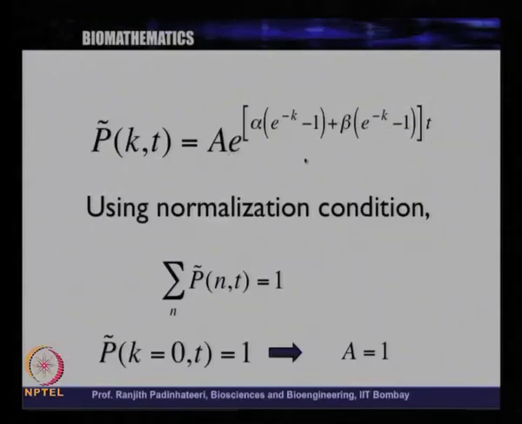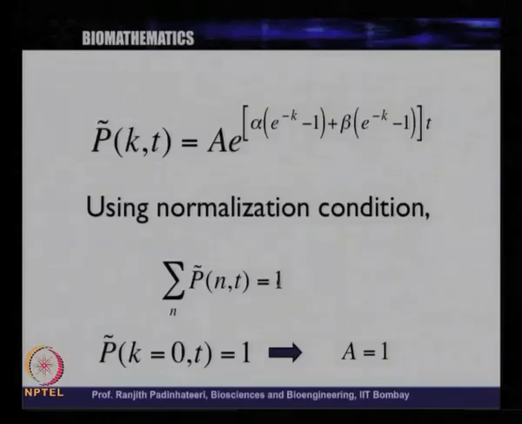So, this is the solution you will get. Now, what is a? How do we find a? We can find it using the normalization condition. The normalization condition is that if you sum over all probabilities, you should get 1. That means, again another small typing error, there is no tilde here, it is the sum over n of p n has to be 1.